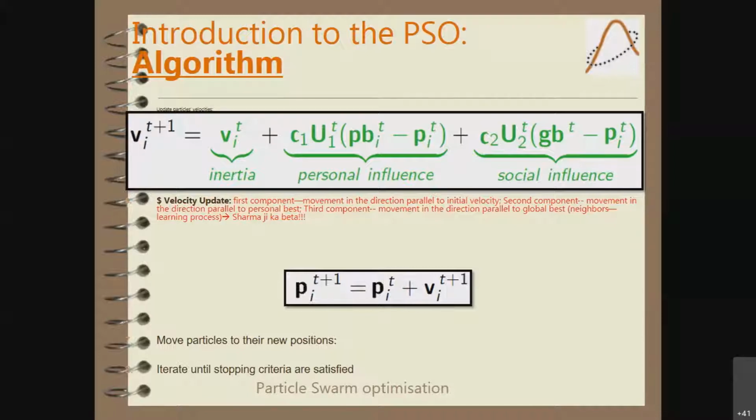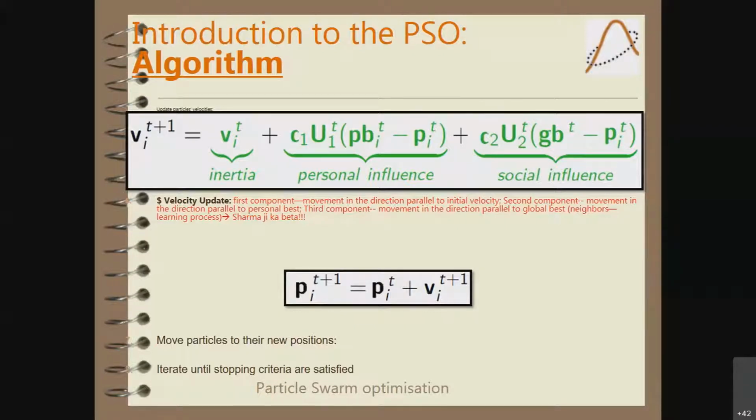The second term on the right hand side is a personal influence, and the third term on the right hand side is a social influence. The personal one is known as a cognitive effect. So you try to improve your own performance, irrespective of whatever your neighbor does.